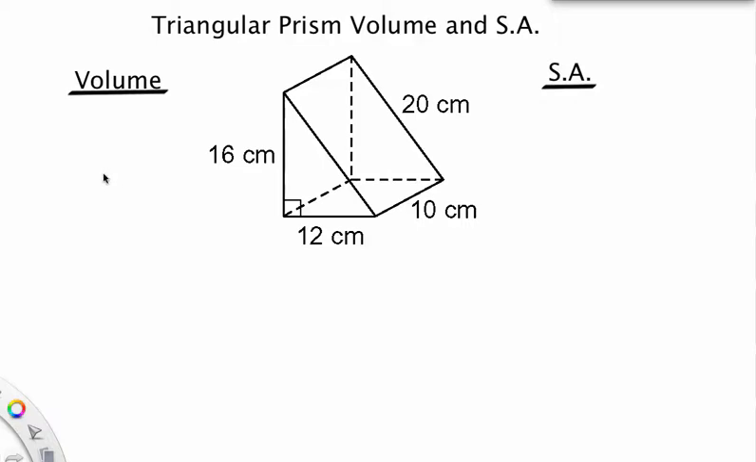Alright, this is the video for triangular prism volume and surface area. Again, I'm going to start with the volume.